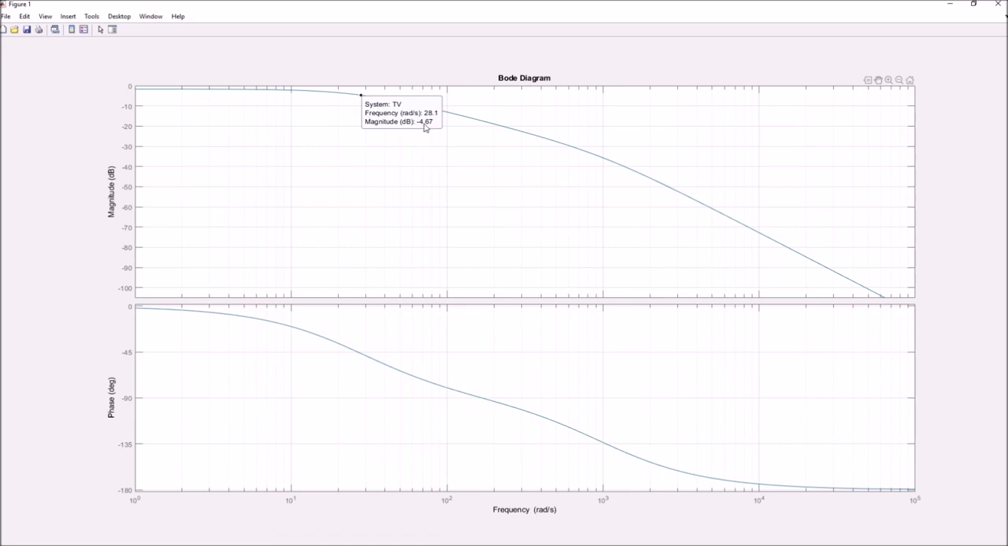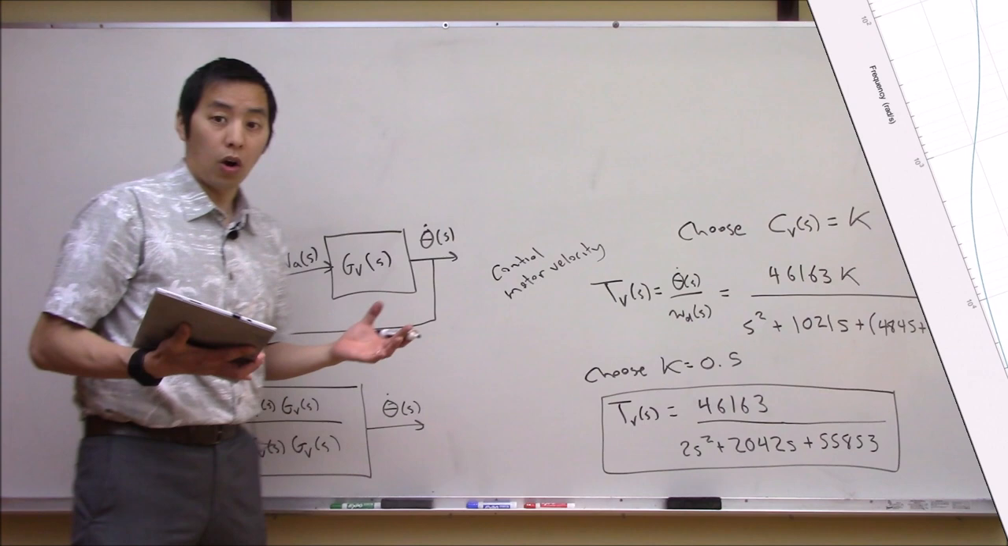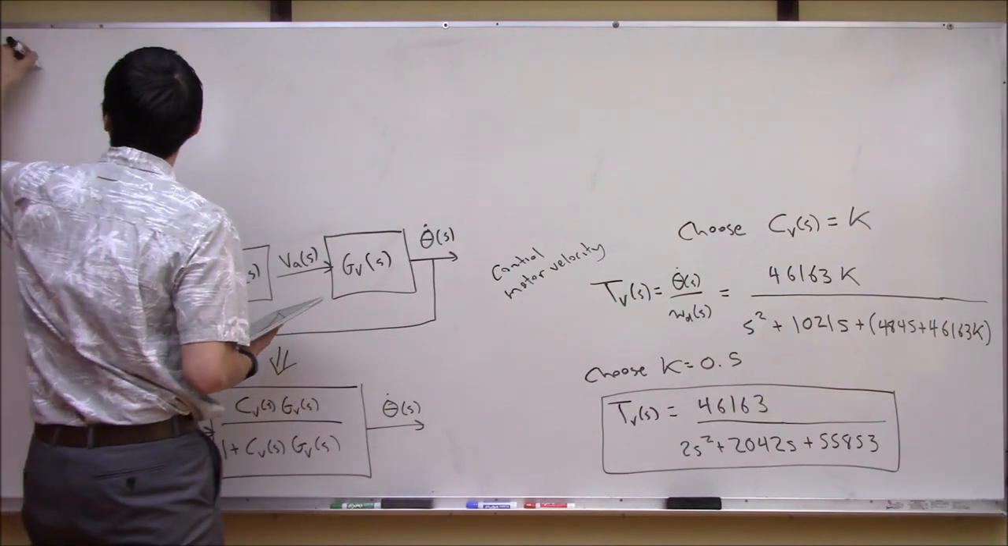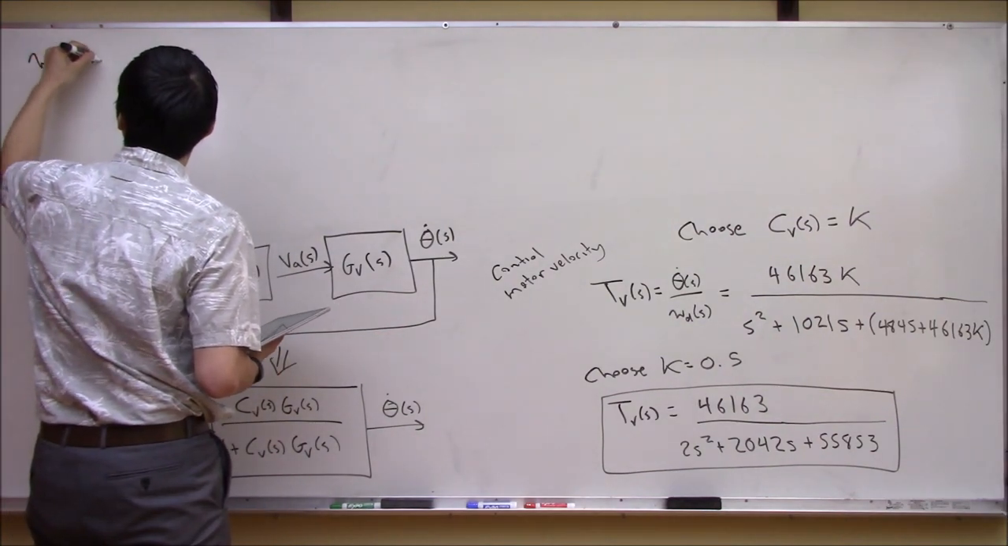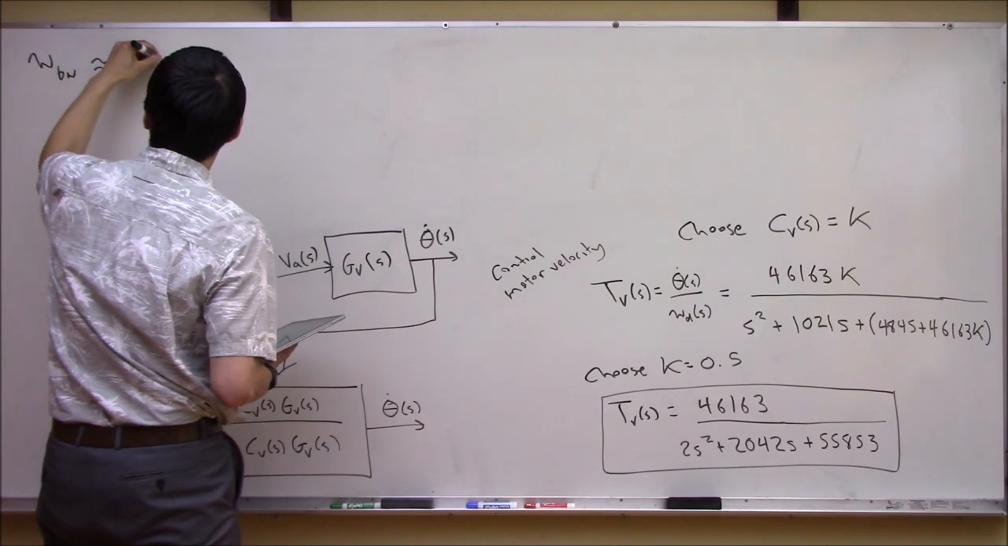That's pretty darn good. So we see here that at a frequency of around 28 radians per second, the system has dropped about 3 decibels from its DC gain. So in this case, the bandwidth of the system is 28 radians per second. Okay, so in this case, we see that the bandwidth is approximately 28 radians per second, right?